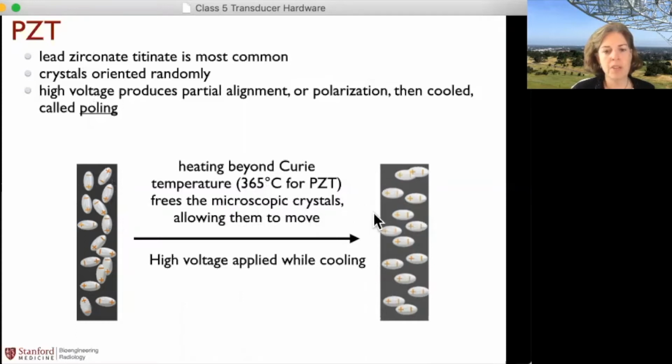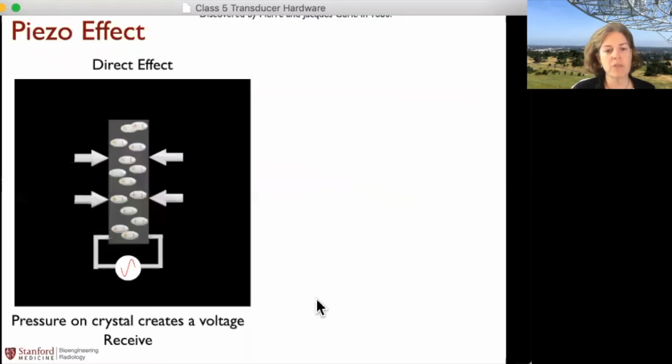So you put a voltage across them, and then you cool the material while that voltage is across them. So the voltage creates a realignment of those crystals, and then if you cool it, they are kind of frozen in place. Now, once you have that PZT in that sort of configuration, and by the way, this is called poling, once they're in that configuration, now they're going to undergo the piezo effect.